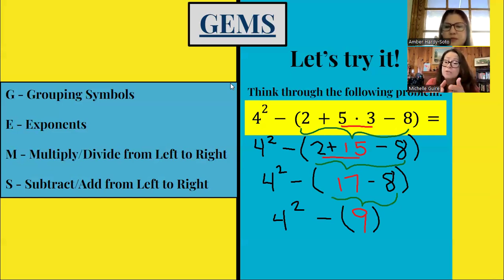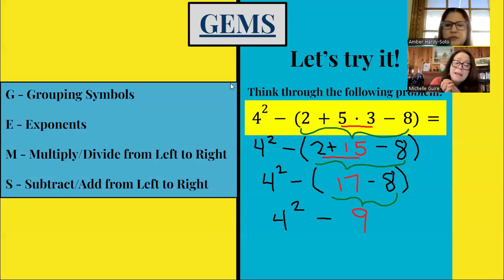Now notice we drew the parentheses, but there are no more operations inside. So when we say do grouping symbols first, and we see this grouping symbol, if there are no operations to do, we can go ahead and drop those parentheses. And now we have 4 to the second power, take away 9.